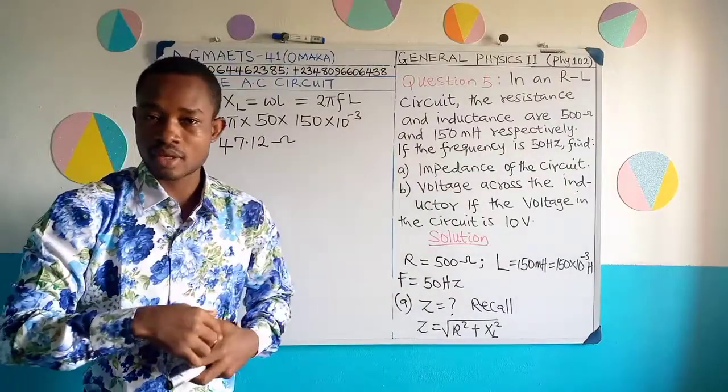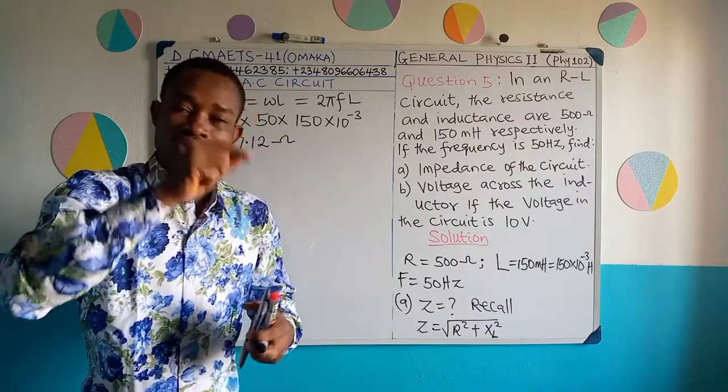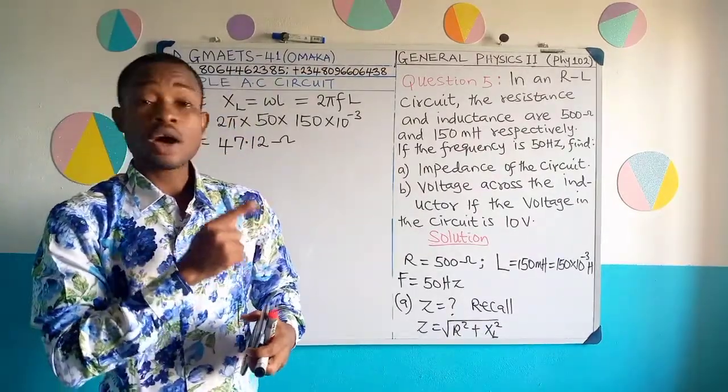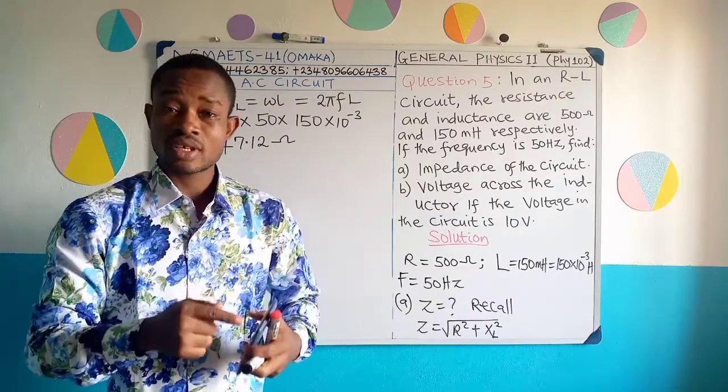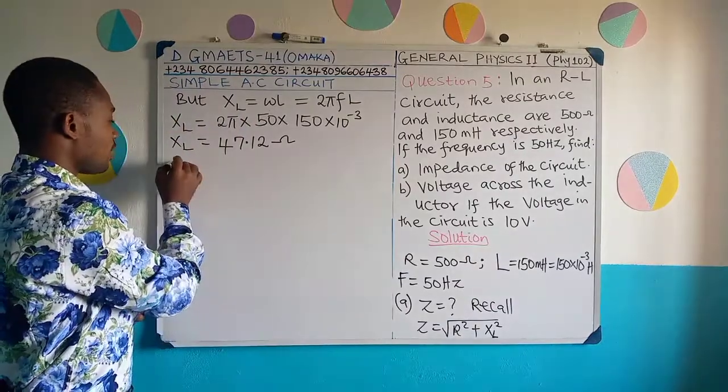So this is the inductive reactance, the opposition to the flow of current offered by the inductor in this RL circuit. But for the A part of the question, we are asked to find the impedance. It's not only the inductor that is opposing current here, the resistance is also opposing current in this AC circuit. So for us to proceed, we have to determine the value of Z.